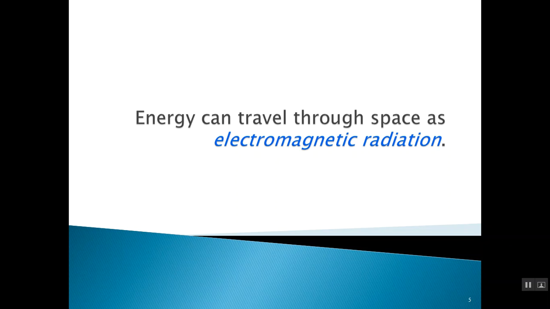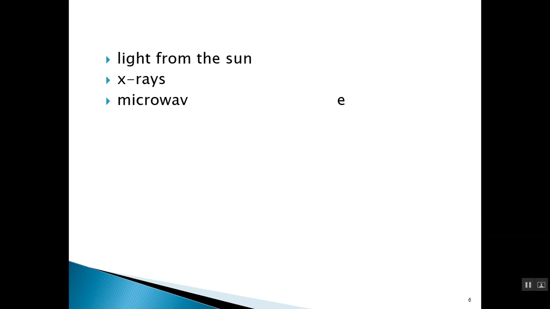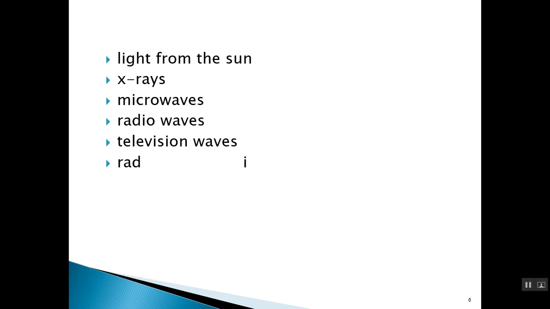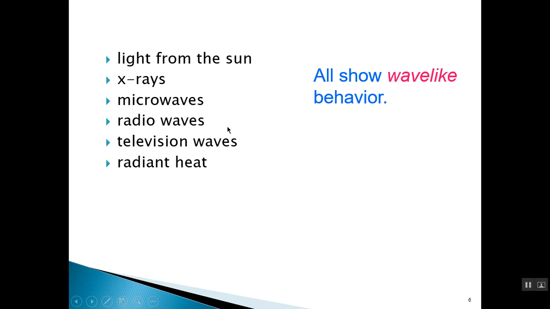For example, the energy that comes from the sun is largely in the form of electromagnetic radiation, and this radiation exists as a waveform. These are the different examples of EM radiation. As I mentioned before, light from the sun, but you have some other examples as well: X-rays, microwaves, radio waves, TV waves, and radiant heat. And these forms of radiation show wave-like behavior, right?